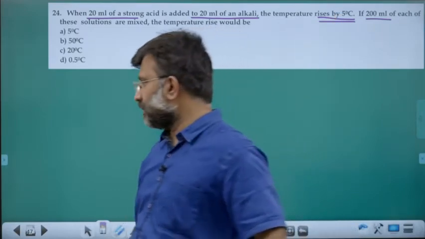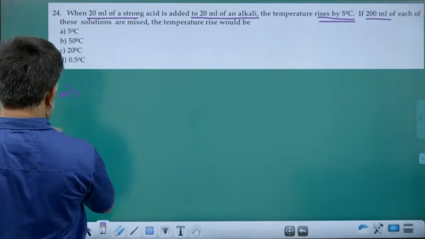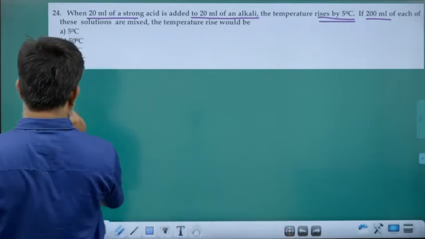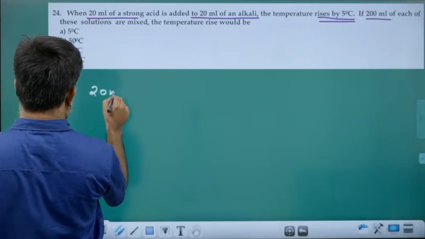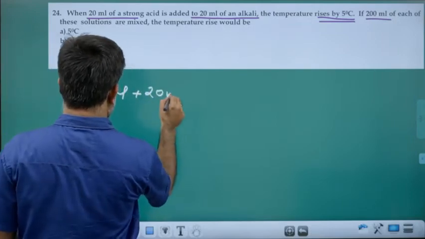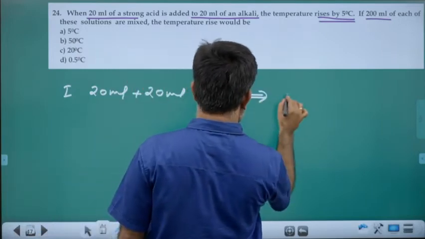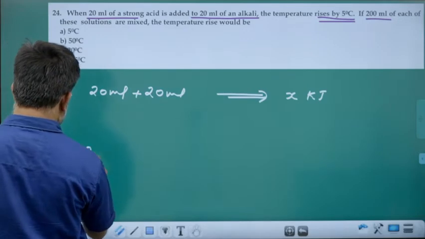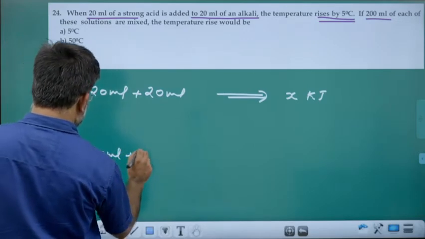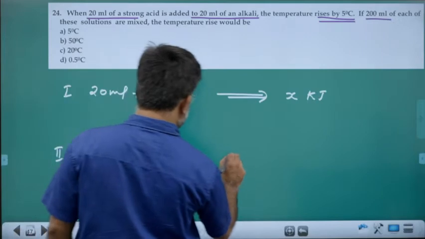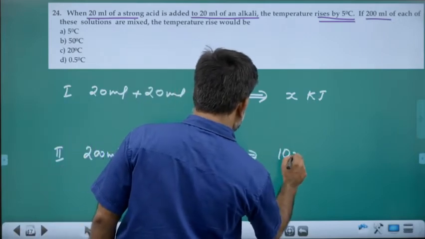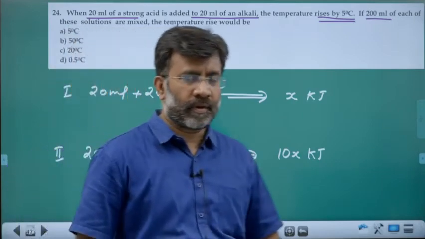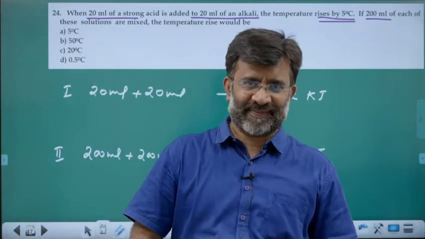Suppose I am taking 20 ml each in the first case, 20 plus 20 ml. Imagine the heat released is x kilojoule. Now in the second case, I am taking 200 ml each. The heat released is 10x kilojoule. But you know, the rise in temperature will be the same.